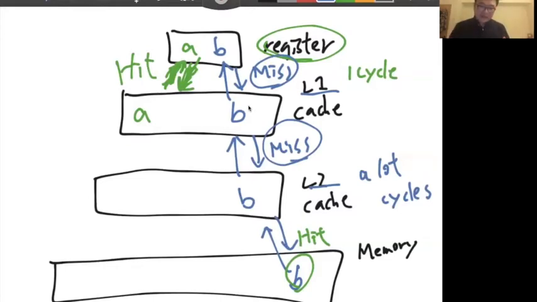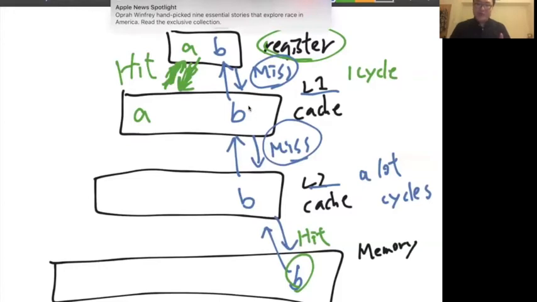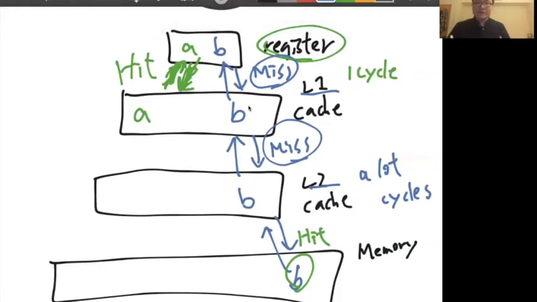And you can see if you have a lot of misses, you will spend a lot of time passing data back to the registers. Because of this miss and hit behavior, we usually have a formula, an equation, to compute how efficient your memory system is for your program.